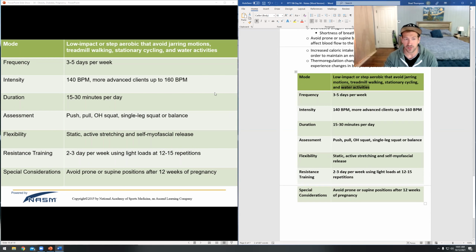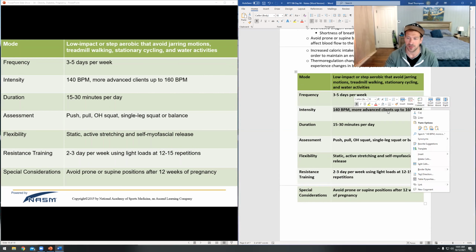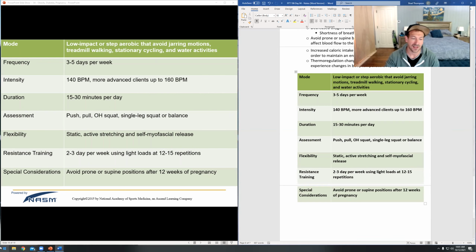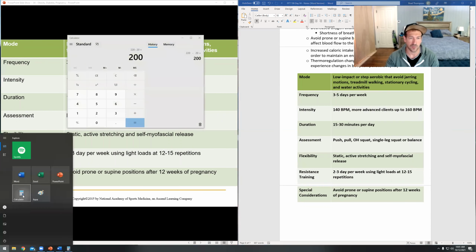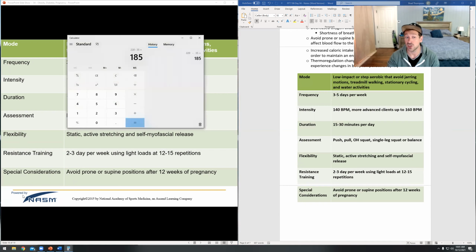Frequency, anywhere from 3 to 5 days per week is going to be recommended, pretty standard stuff there. The intensity, and this is a unique way of prescribing this, is anywhere from about 140 to 160 beats per minute on average. So when you think about that, think of somebody between 220 minus, let's say age 20, to anywhere from 220 minus, we'll say age 35.